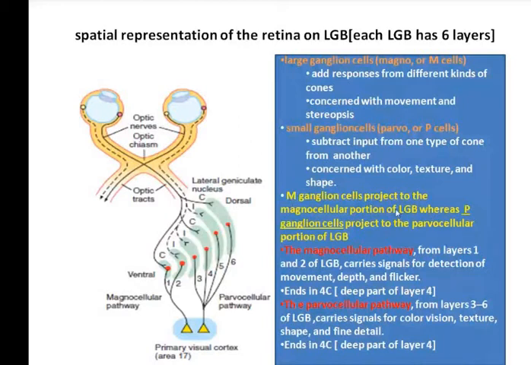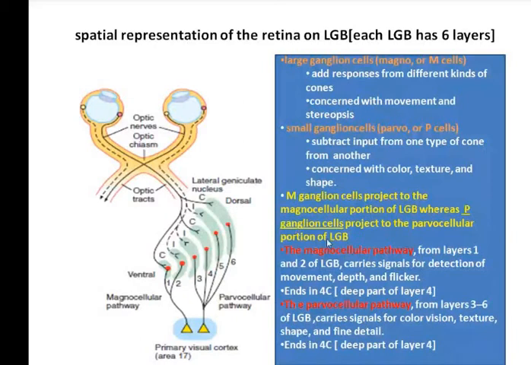Right now you may get confused about what the magnocellular and the parvocellular portions are. The magnocellular and parvocellular are the small and large cells present in the lateral geniculate body. The M ganglionic cells project their nerve fibers to the magnocellular portion, whereas the P ganglionic cells project to the parvocellular portion of the lateral geniculate body.